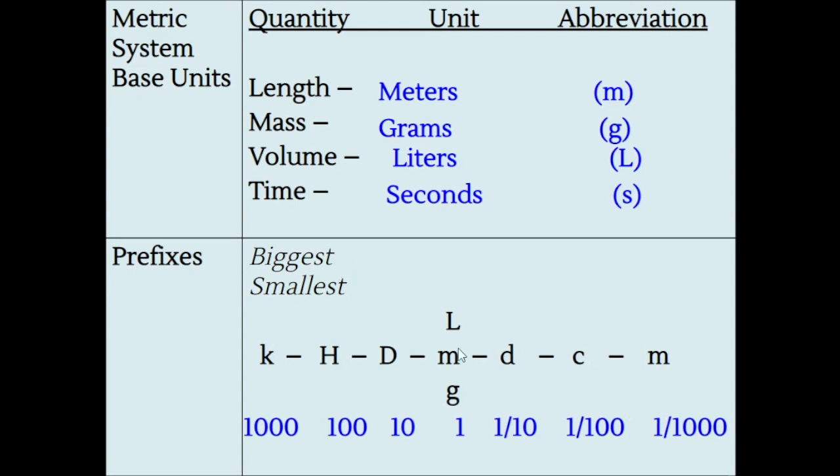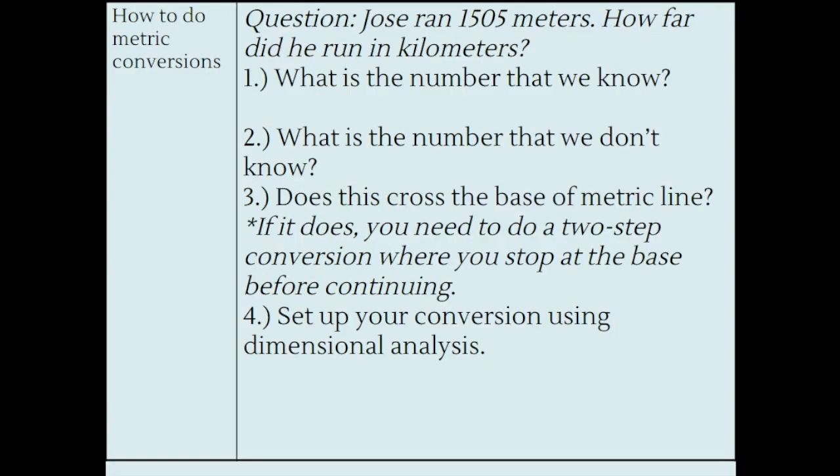So as we move over, we get smaller and smaller. So let's take a look at some conversions really quick, just a nice little review. Jose ran 1,505 meters. How far did he run in kilometers? So we are given the value in meters, and we need to convert that to kilometers. Well, first, we need to think about what is the number that we know.